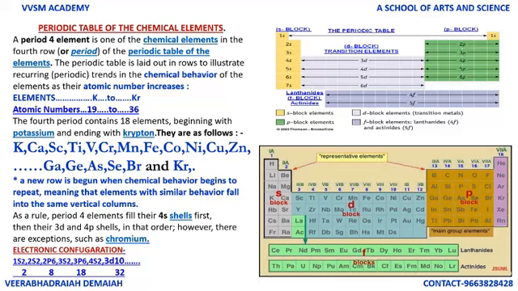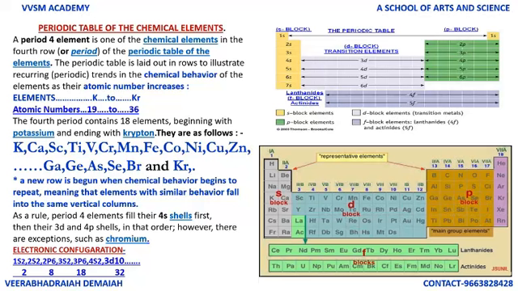bromine and krypton. So a new row is begun when chemical behavior begins to repeat, meaning that elements with similar behavior fall into the same vertical columns. As a rule, period 4 elements fill their 4s shells first and then their 3d and 4p shells in that order. However, there are exceptions such as chromium.